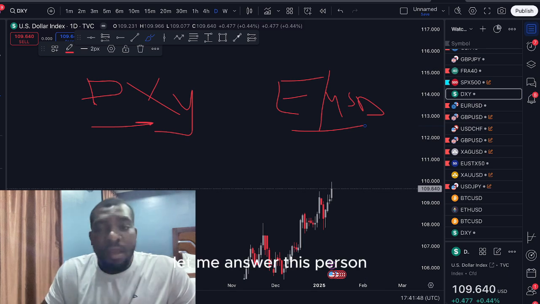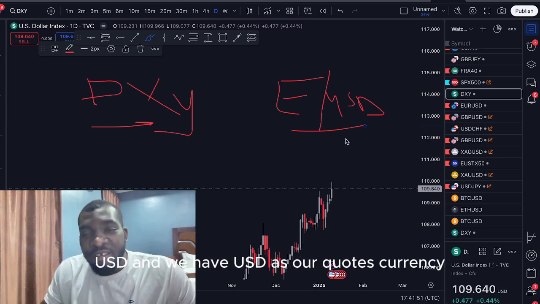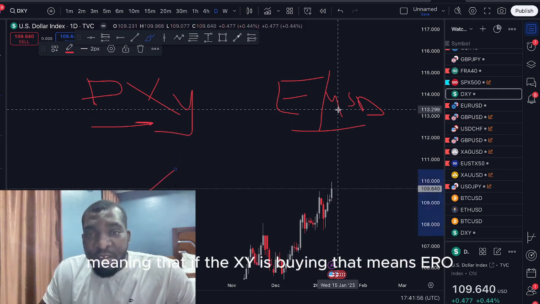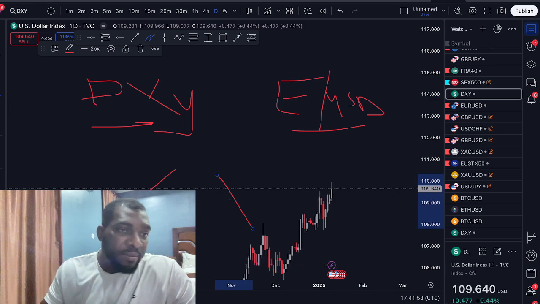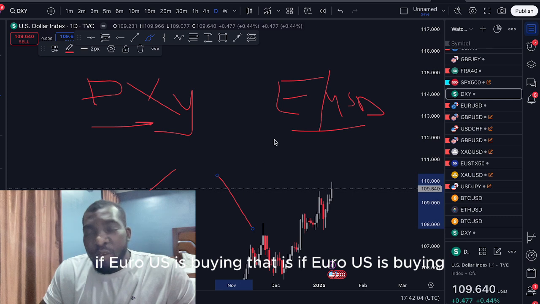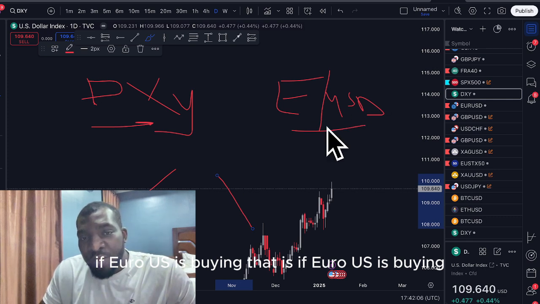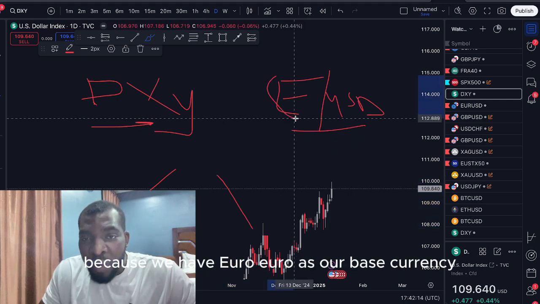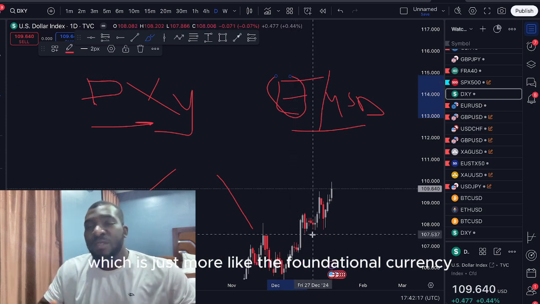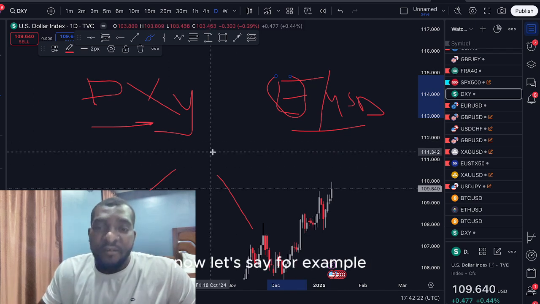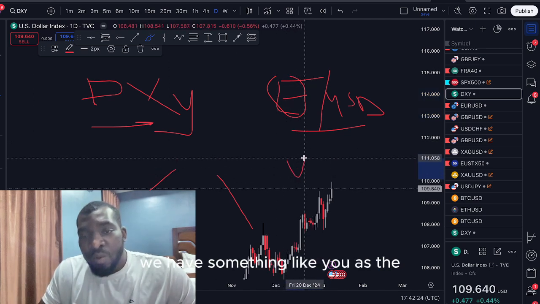Since we have USD as our quote currency, if DXY is buying, that means EUR/USD is definitely going to be selling. If EUR/USD is buying, that means DXY will be selling. Or if DXY is buying, EUR/USD will be selling. Why? Because we have Euro as our base currency, which is more like the foundational currency, the main currency holding the pair.